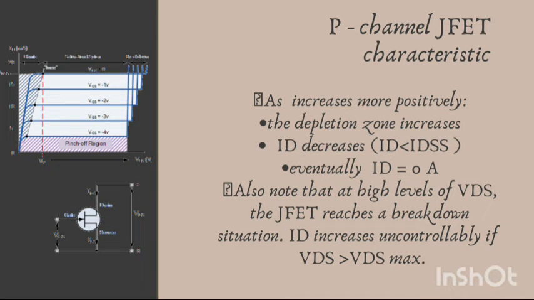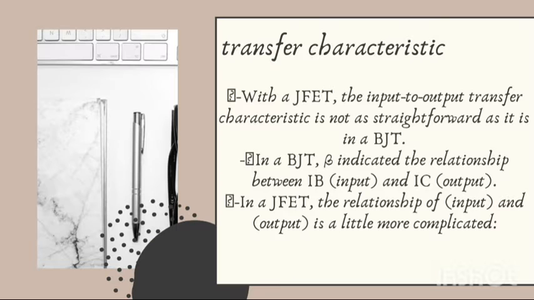P-channel JFET characteristic. As VGS increases more positively, there are three points. The depletion zone increases, ID decreases, which is ID less than IDSS, and lastly, eventually ID equals 0 amperes. Also note that at higher levels of VDS, the JFET reaches a breakdown situation. ID increases uncontrollably if VDS is more than the maximum VDS.